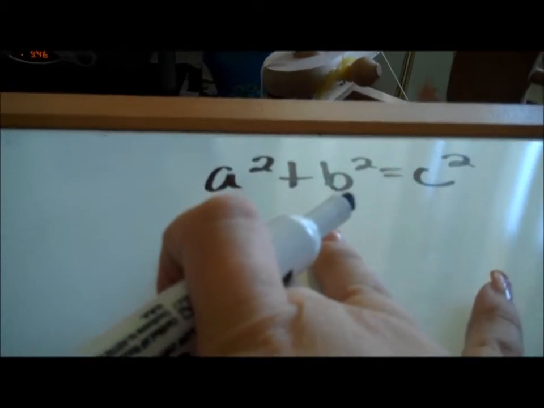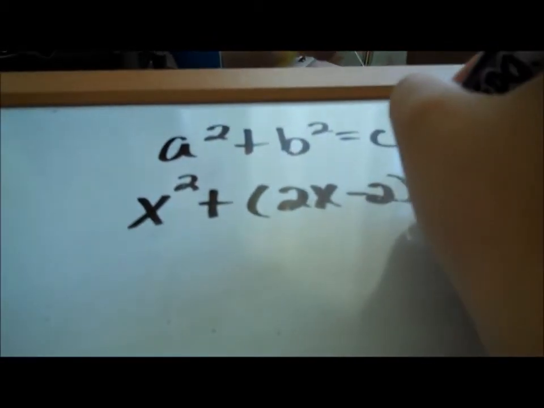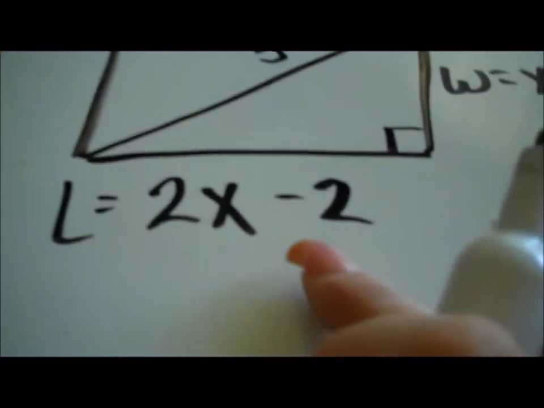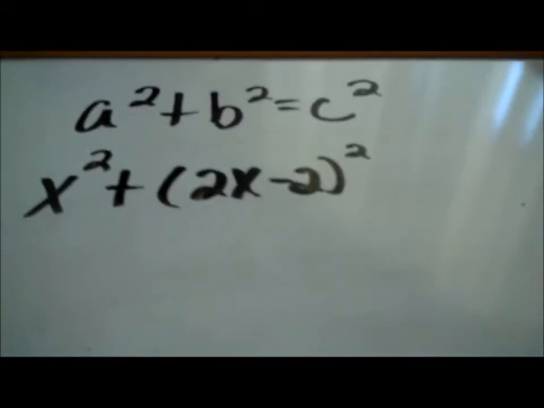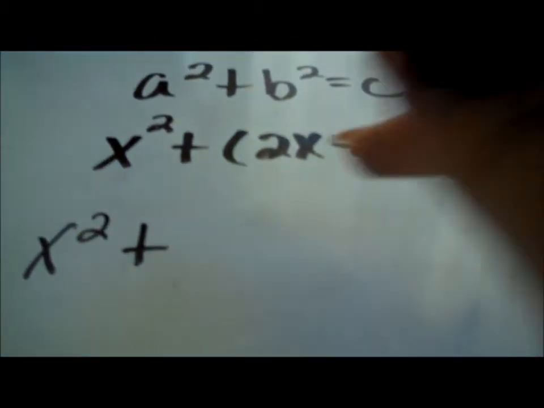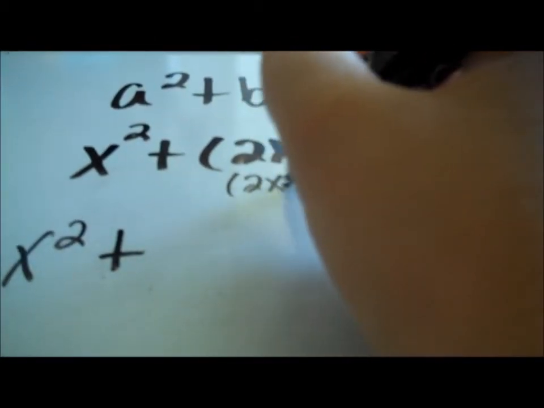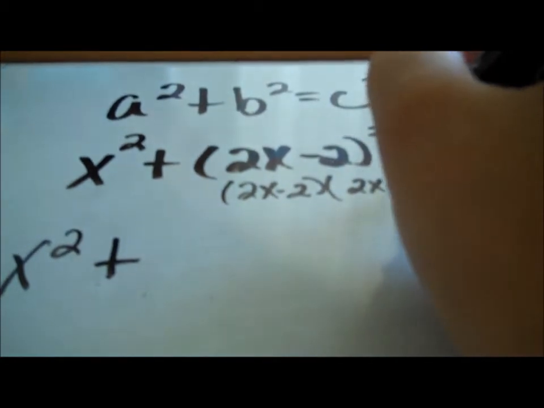A, again, doesn't matter which one a is, so we're just going to let that be x. We're going to square it. B, we're going to let that be the 2x minus 2 that we had down here. Again, because it's a binomial, you need to write it in parentheses. Equals 5 squared. So we need to work this out. So this becomes x squared plus, because that's just coming down, 2x minus 2 times 2x minus 2.